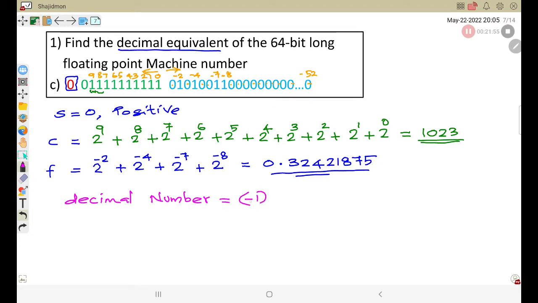so what is the rule? Minus 1 power s multiply 2 power c minus 1023 multiply 1 plus f. So apply the number equals minus 1 power, what is s here? 0. Multiply 2 power, what is c here? 1023 minus 1023, multiply 1 plus f number.